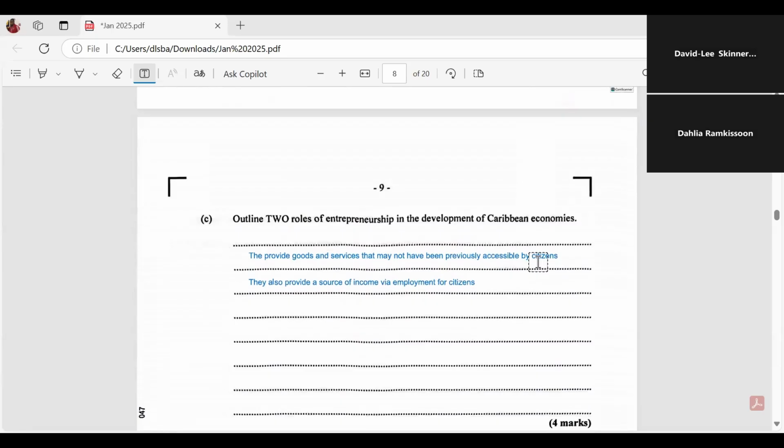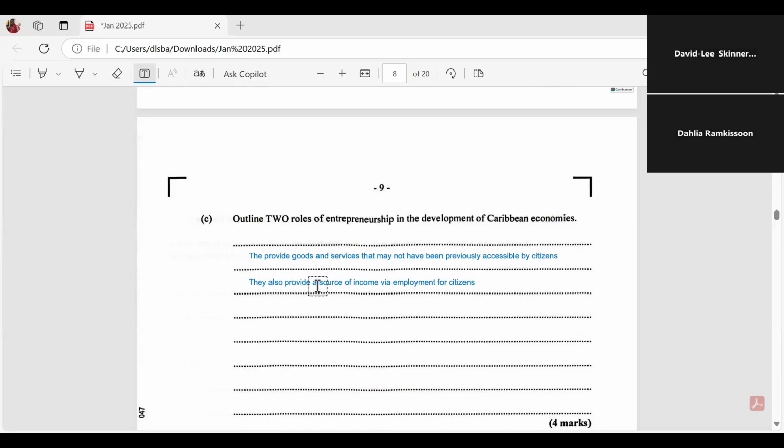Then they ask, outline 2 roles of entrepreneurship in the development of Caribbean economies. Outline, right? So they didn't say explain, they said outline, but it's for 4 marks. So I'm not just going to say employment and goods and services, but I'm not going to go into super detail as well. So what I said, they provide goods and services that may not have been previously accessible by citizens. Right? So I went in a little detail, but not too much because they didn't explain. So I didn't give an example and stuff like that.